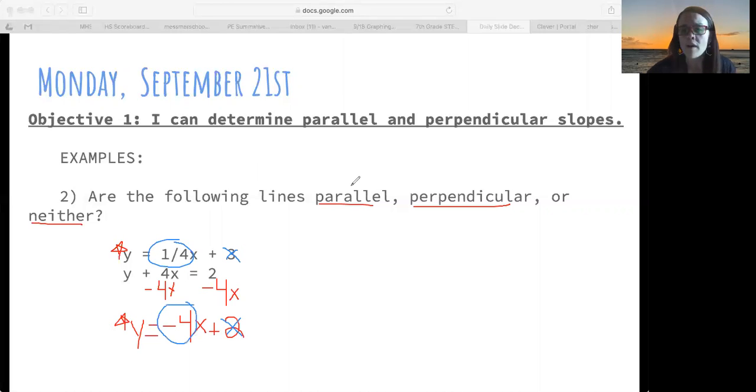So we know right away these are not parallel because they're not the same. So the next question is, are they perpendicular? They are opposites. One's positive, one's negative, check. And they are reciprocals because the reciprocal of 1/4 would be 4/1. So these two lines are perpendicular. Okay, if they don't follow any of those rules, then you would just put neither.